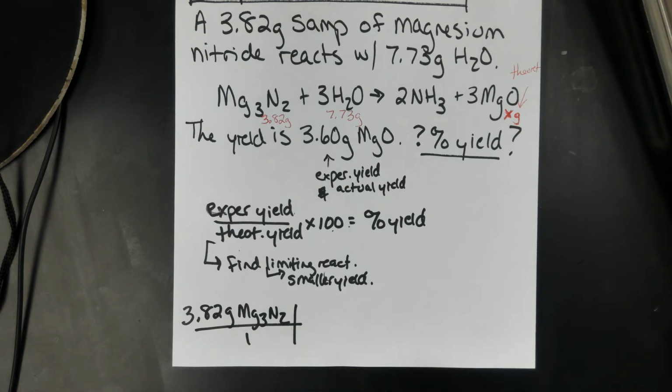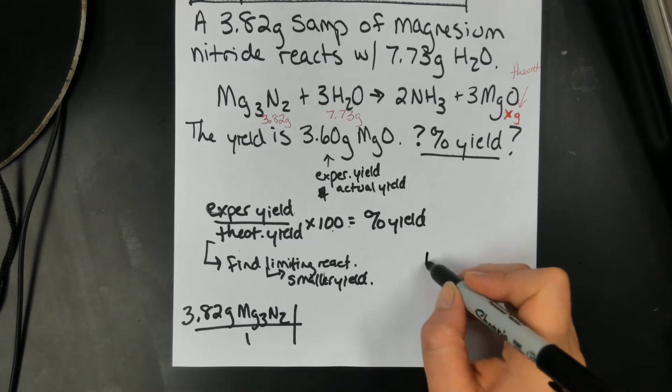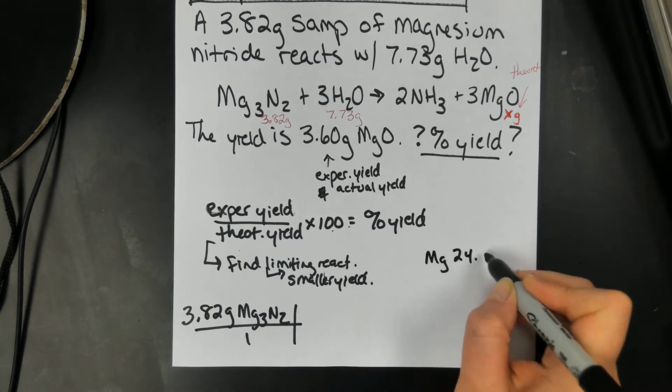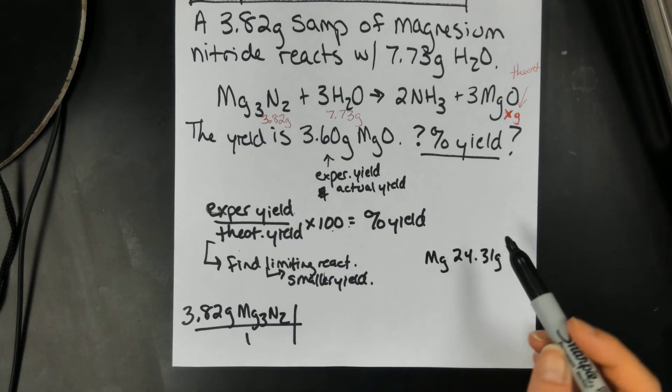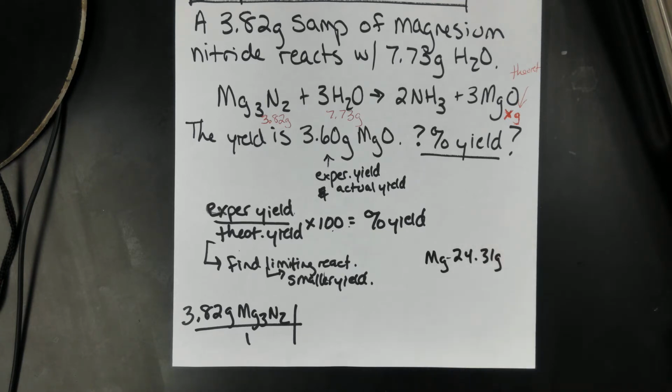Now, if I had thought ahead, I would have a periodic table. Magnesium weighs 24 Hey Ricardo, what does magnesium weigh? Magnesium weighs 24.31 grams. Alright, cool. Thank you. A shout out to Ricardo.